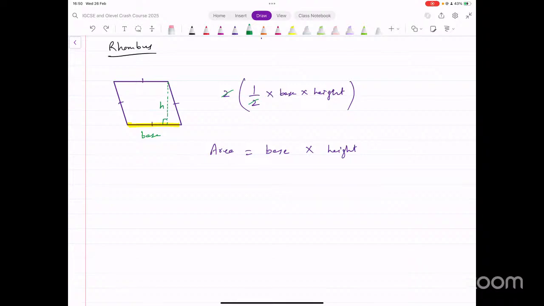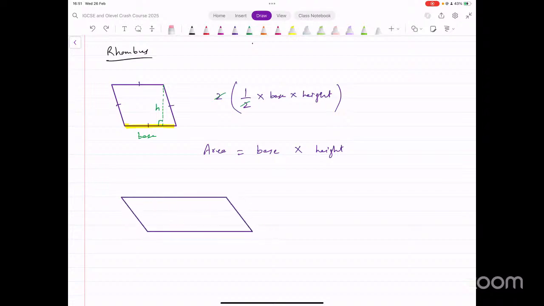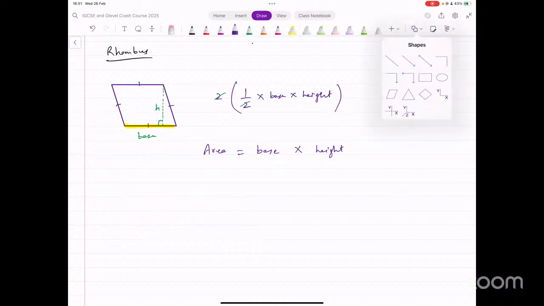Okay. Now, a rhombus is actually just a particular kind of parallelogram. It's a special type of parallelogram. So this formula that we just discussed works in general for any parallelogram as well. So you can have a shape like this, for instance. Let's say you have a parallelogram instead, and that looks like this.